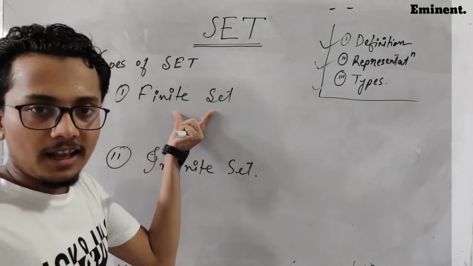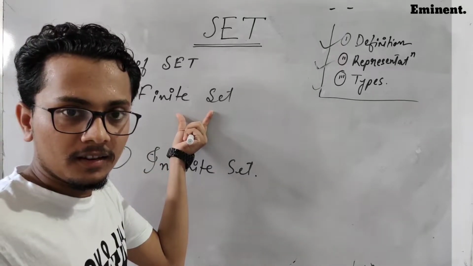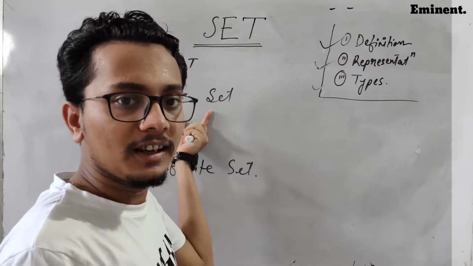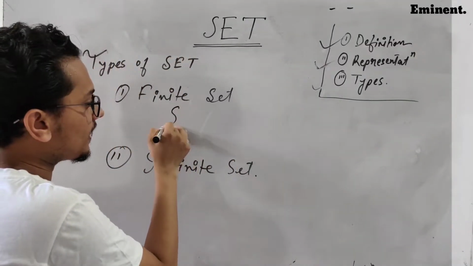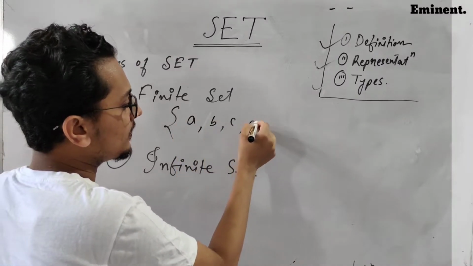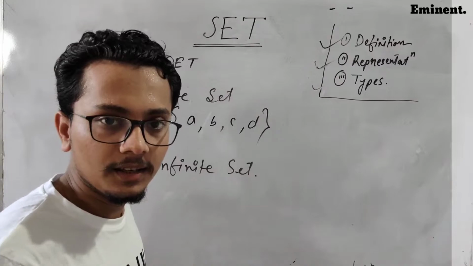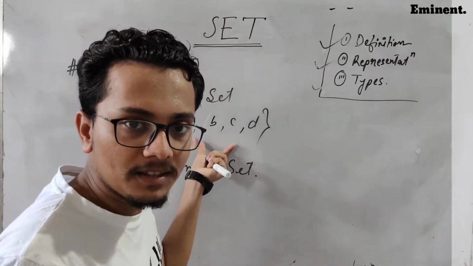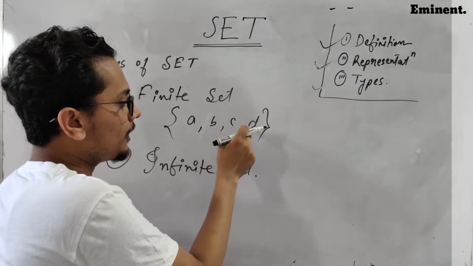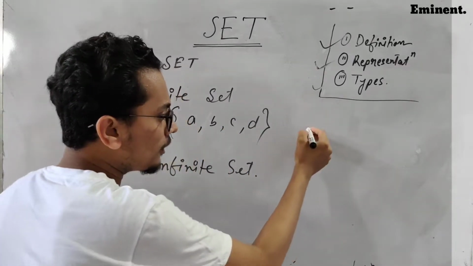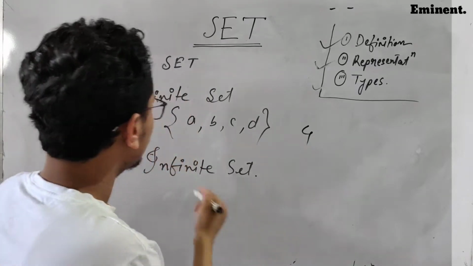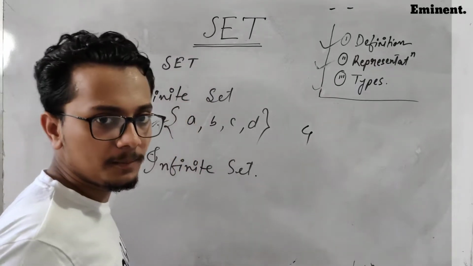In a finite set, whatever the elements are, you can count. For example, a set A, B, C, D. How many elements are there in this set? How many objects are there? 1, 2, 3, 4. 4 objects are there. You can count easily. That means it is a finite set.